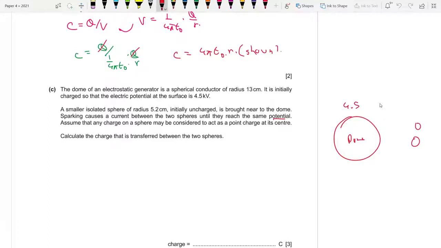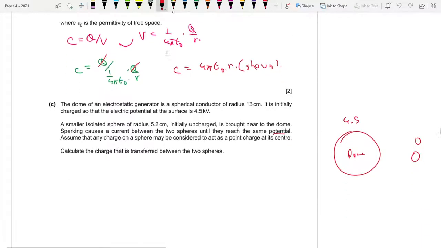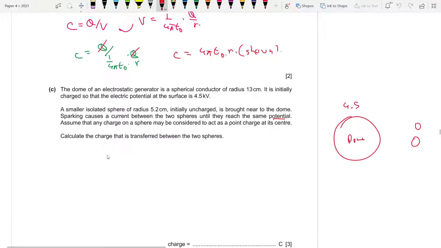This is for part C. So the logic is, the formula for potential, we don't use that because we have this new formula over here. This is for the potential at the surface of the sphere. We know that Q is equal to 4 pi epsilon naught into R.